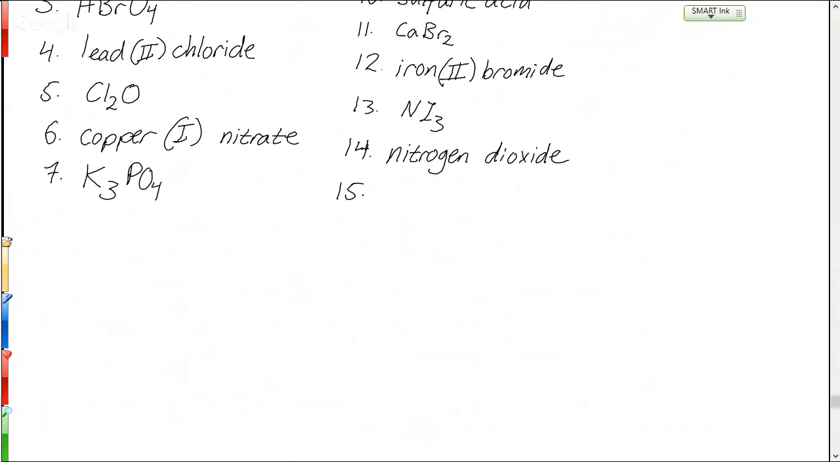15, lead 4 chloride. Was anybody tempted to write that lead with a little 4 and then Cl? That's a mistake I see sometimes too. The parentheses, remember, indicate the charge, not the number in the formula.